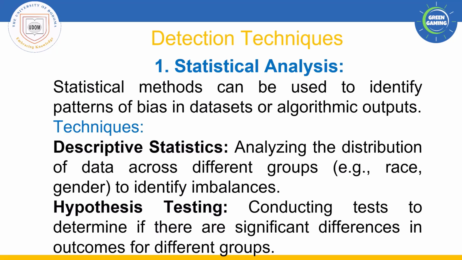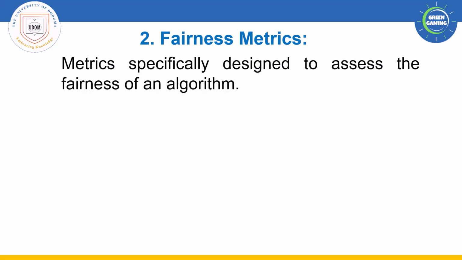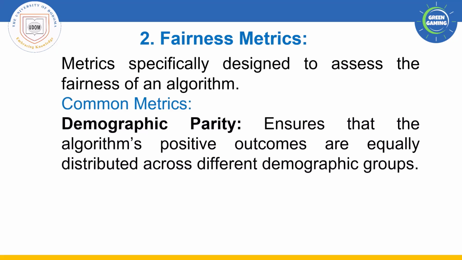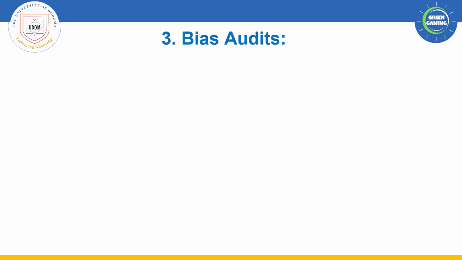Apart from statistical analysis, we also have fairness metrics. Metrics are specifically designed to assess the fairness of algorithms. Common metrics include demographic parity, which ensures that the algorithm's positive outcomes are equally distributed across different demographic groups. Another is equal opportunity, which ensures that the algorithm has equal true positive rates across groups, meaning that it should be equally accurate for all groups.